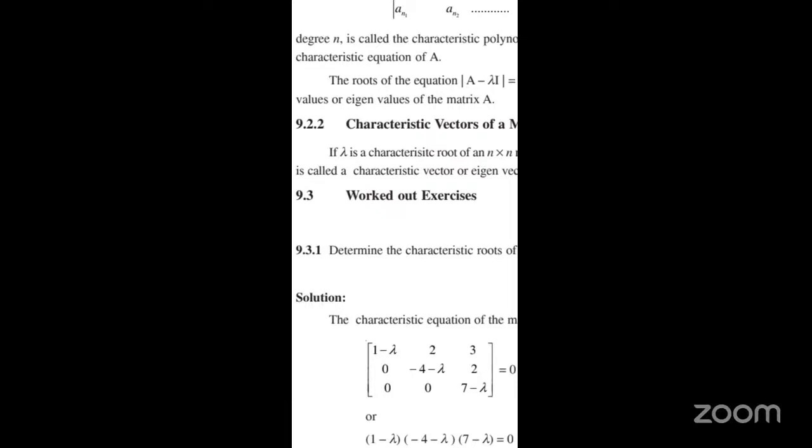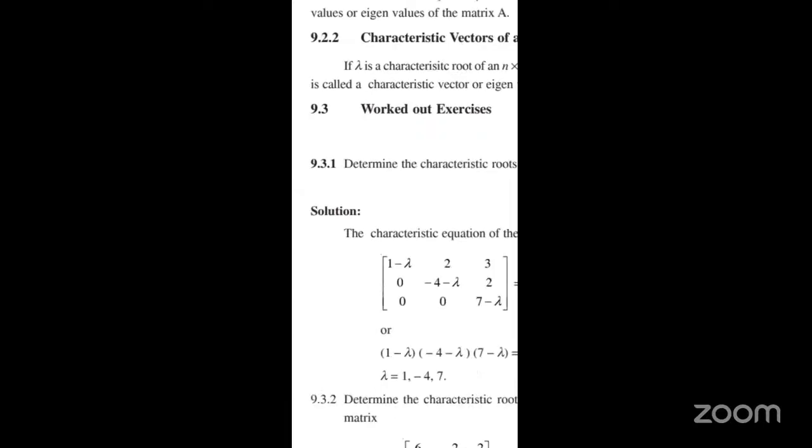After simplification, we get AX equal to lambda X. Now you have to see and refer to one of the problems, that is 9.3.1. Refer to the textbooks and the given material through the university concept, that is 9.3.1.